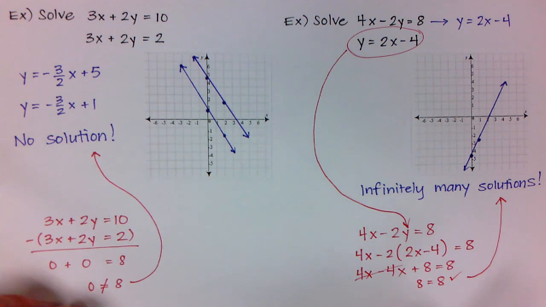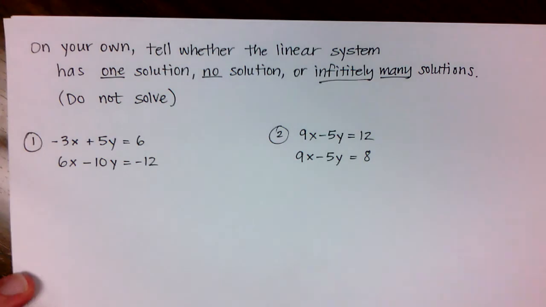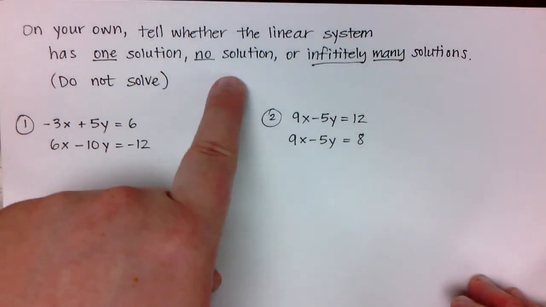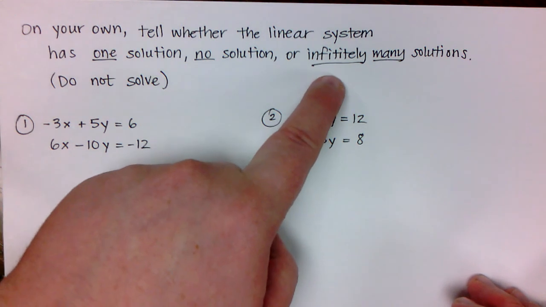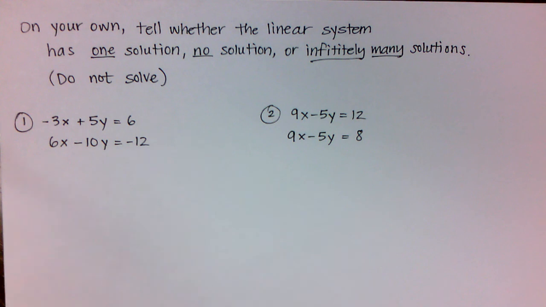So on your own, I just have two problems that I want you to try. I want you to tell whether the linear system has one solution, no solution, or infinitely many solutions. I don't want you to actually solve it. You can look at the slope, or you can look at the y-intercepts, and that should bring you to a conclusion whether or not it has one, no, or infinitely many solutions. So I will see you when you come to class.